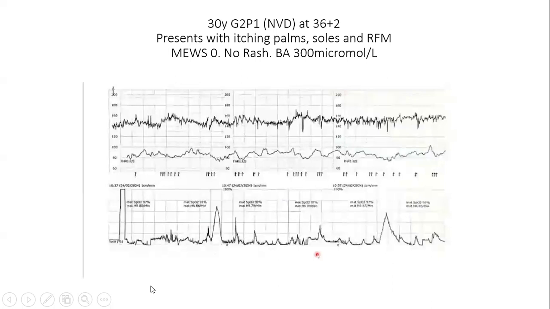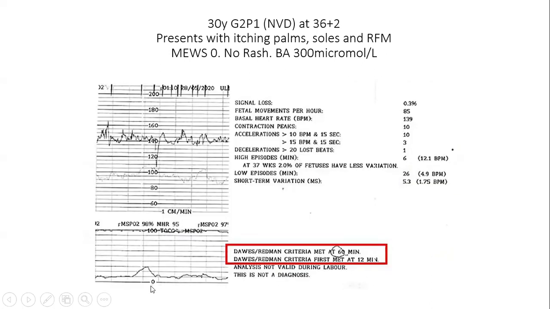So let's look at a couple of cases. A 30-year-old woman, gravida 2 para 1, at 36+2 weeks presents with itching of the palms and soles and reduced fetal movements. No rash, bile acids 300. CTG is done, criteria met at 12 minutes. All the features are okay. So what do you do?